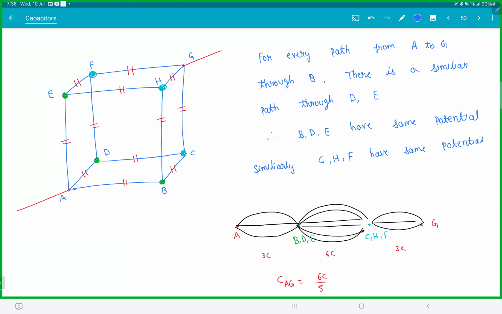Anyone not convinced with this, not clear with this, please ask me. It's quite a good one. This is what I mean by symmetries. If you can argue that 2 points are identical in every respect, then you can say both have the same potential. If they have the same potential, you can join them into a single point. Redraw the circuit, life becomes easy. The moment you can combine 2 to 3 points, the circuit becomes pretty simplified every time.